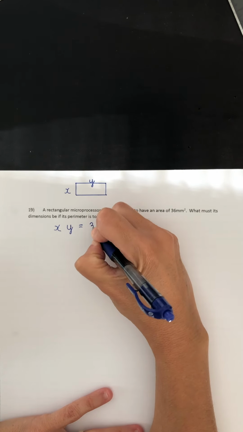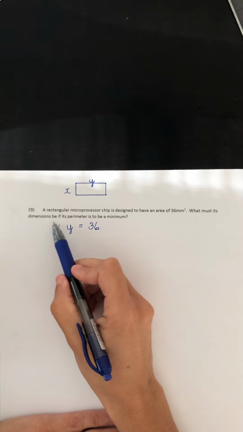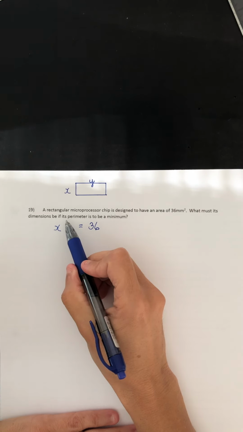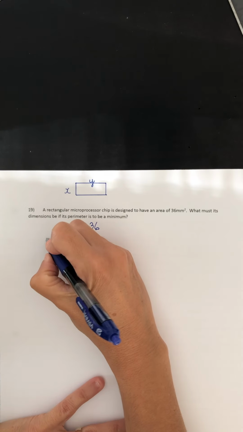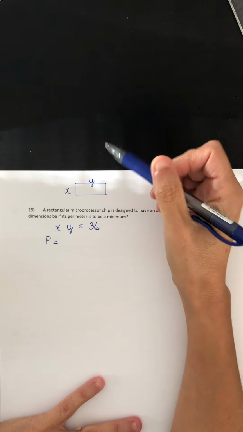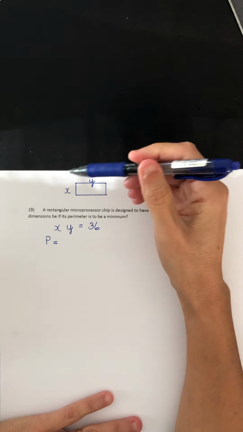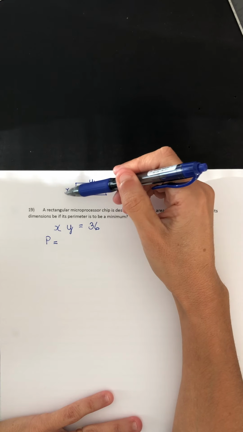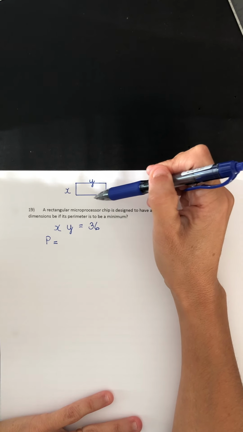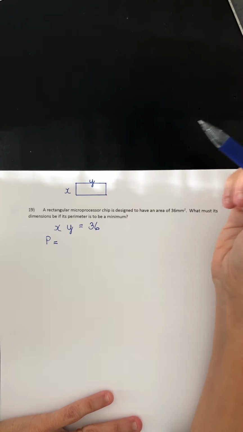Okay, let's continue to read. We're trying to find the values of X and Y. We're trying to find the dimensions. The perimeter is to be a minimum. So we need an equation for the perimeter. So what is the equation for the perimeter of this rectangle? Well, perimeter means the sum of the four side lengths. So X plus Y plus X plus Y, or 2X plus 2Y. So that's the perimeter equation, and that is what we're trying to minimize.